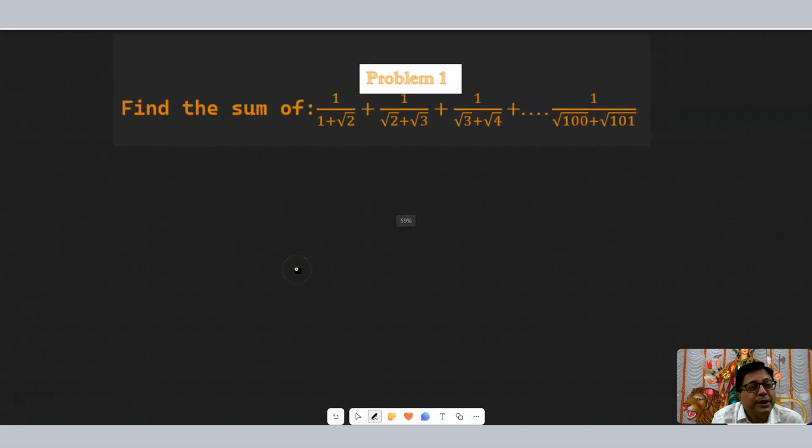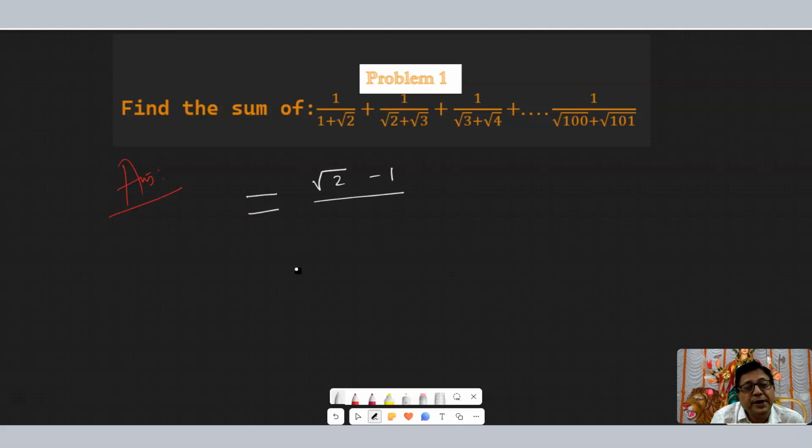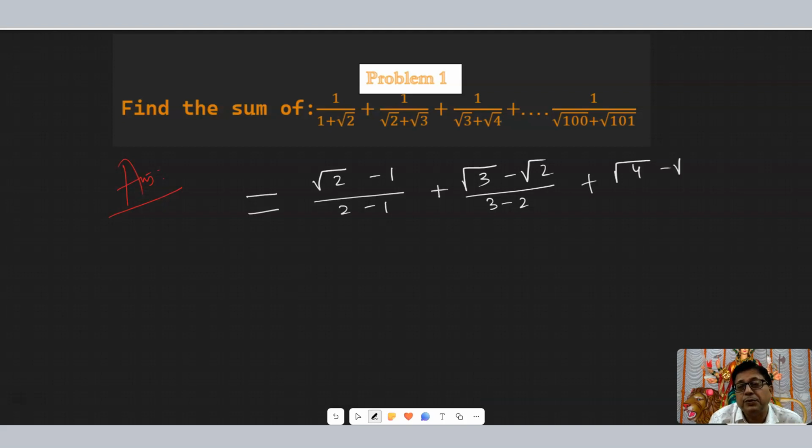Why? How? Here, if you are going to find the sum of this series, you can easily express it like this: the first term, you multiply by root 2 minus 1 in numerator and denominator. It will be root 2 plus 1, root 2 minus 1, 2 minus 1. The second term is root 3 minus root 2, and the denominator will be 3 minus 2. We have multiplied by root 3 minus root 2 in numerator and denominator. The third one, root 4 minus root 3.